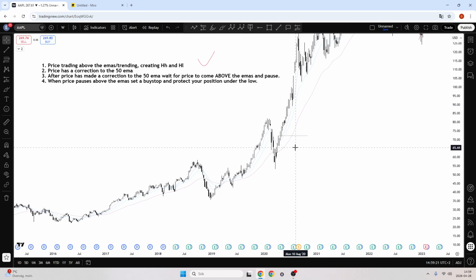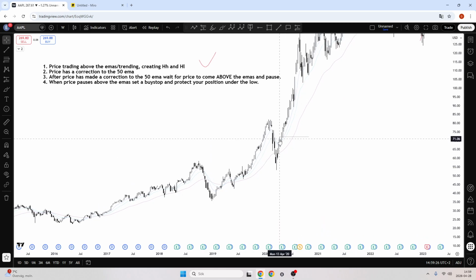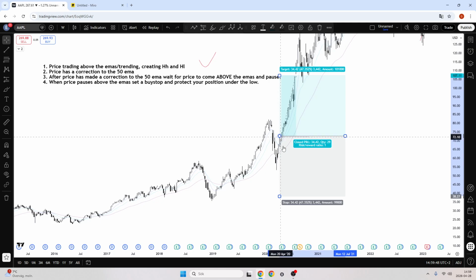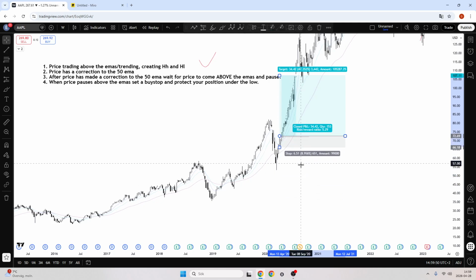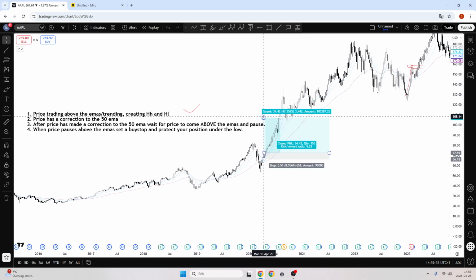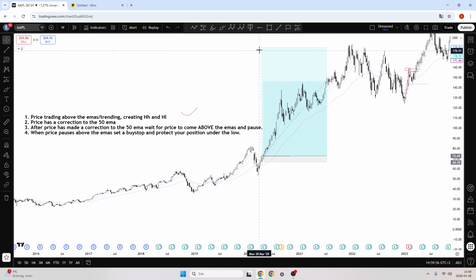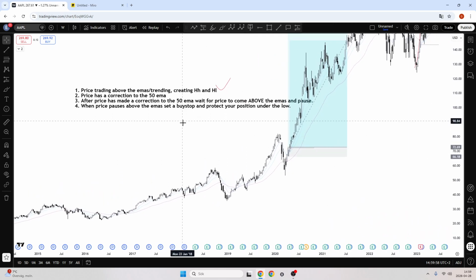A pause can be only 2 candles, right? One high and one candle that pauses below that. A pause can also be 10 candles like this. This is still a pause. All right, so when price pauses above the EMAs, set a buy stop and protect your position under the low. So we would take a long position right here, protect under this low right here, and take that higher. So this would fill all the criteria you see right here.